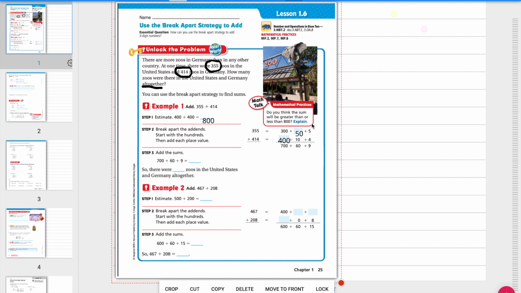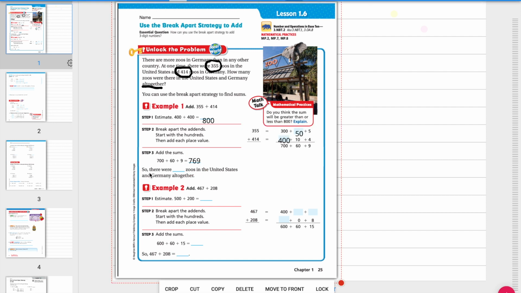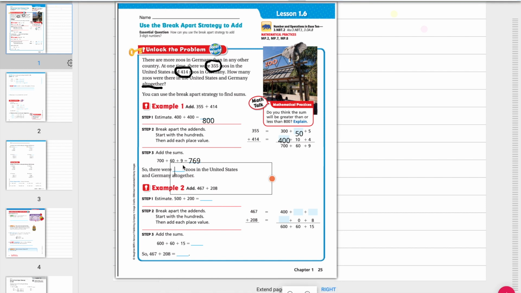Now we can add the ones. 5 plus 4 is 9. 50 plus 10 is 60. And 300 plus 400 is 700. Now we add those sums. These are 3 partial sums. So 700 plus 60 plus 9 equals 769. Just kind of collapse it together. So there were how many zoos? 769 zoos in the United States and Germany all together.